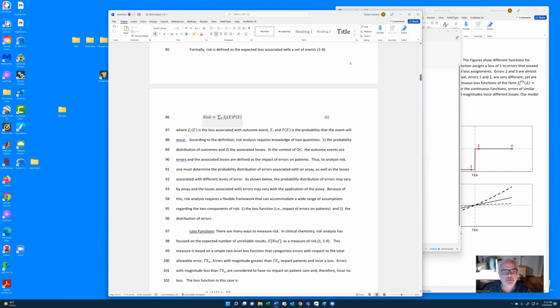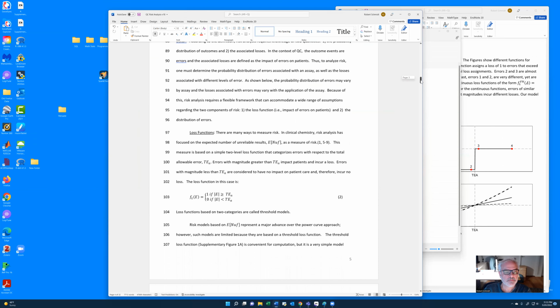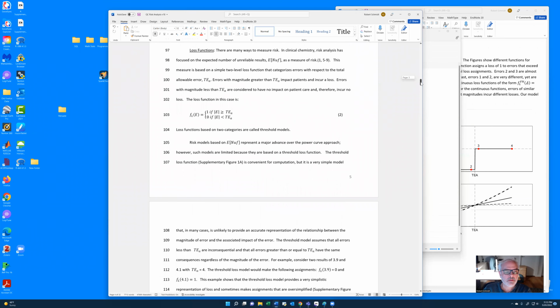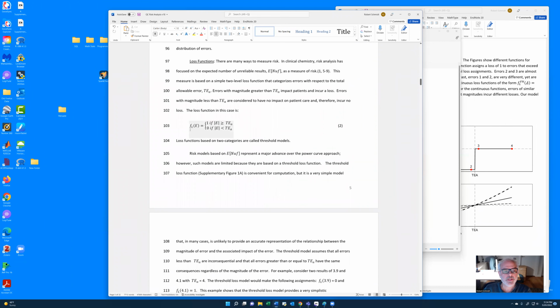And we're going to define what this loss function is and what the probability distribution of these events are. And these events correspond to errors that are not detected and reported and used by physicians. And we talked a bit about loss functions. So the notation we use here is, here's the loss. F sub L stands for loss function associated with some sort of error.